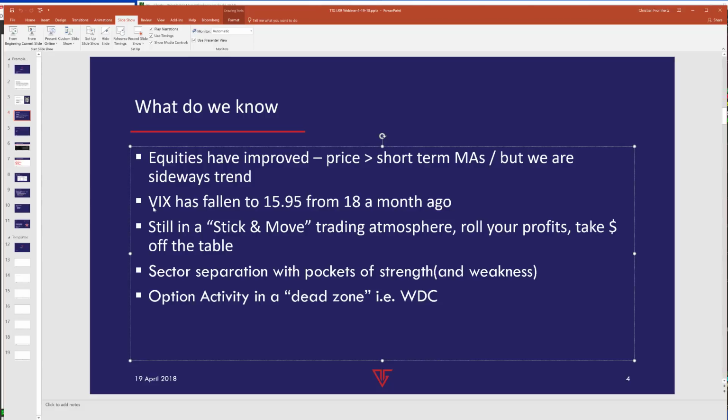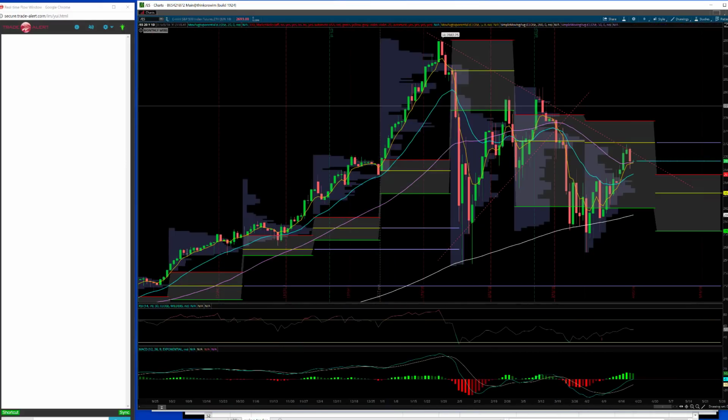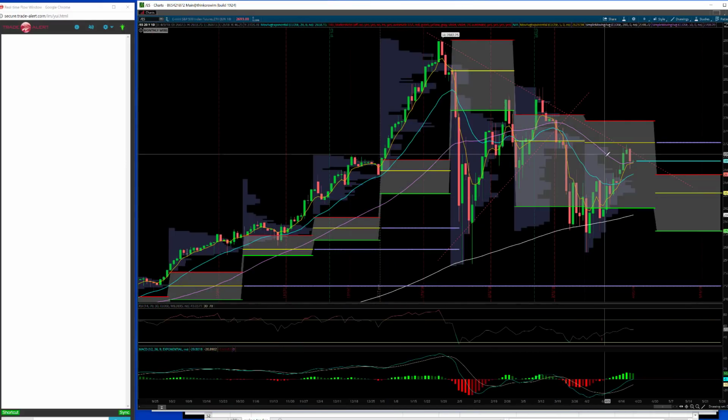We should have big back and forth moves a little bit. Going up in a straight line is not normal. My little phrase for this market is a stick and move market, where if you have a couple days of profits, this is a bit of a mess right now. We're hitting this overhead resistance.